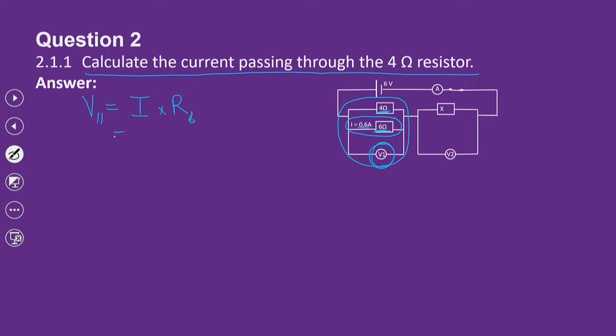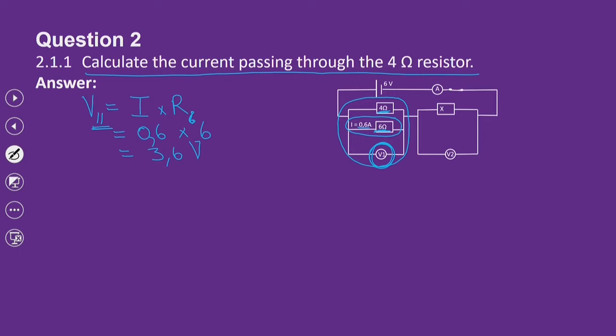All right, so if we substitute now, it will be the current, which is 0,6, and the resistor, which is the 6 ohm. That's why you see my subscript indicates a 6 over there. That is equal to 3,6 volts. So we've actually gone and calculated what is the reading on V1.